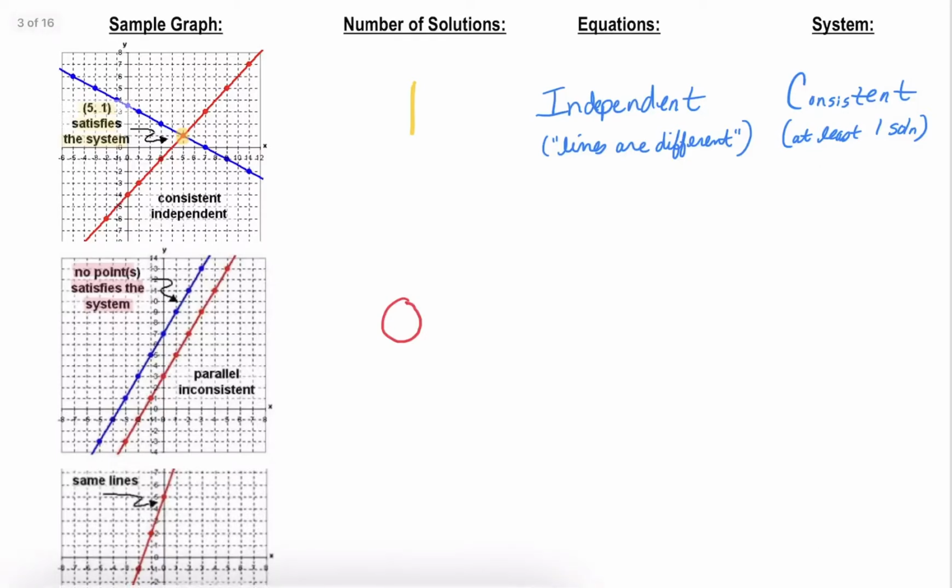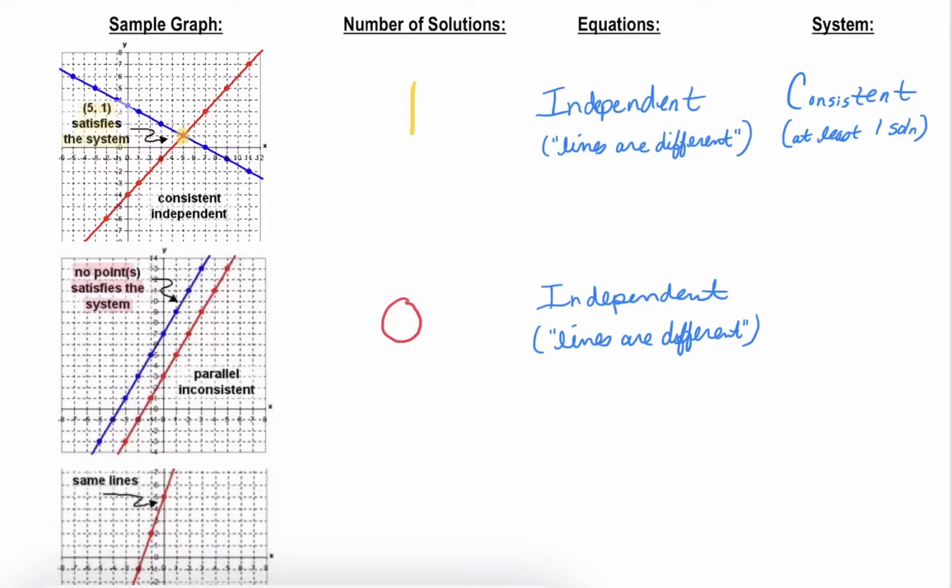Now, I would still say, though, that those equations are still described as being independent because, once again, the lines are different. They're not the same line. They're independent of each other. However, there's no longer at least one solution.